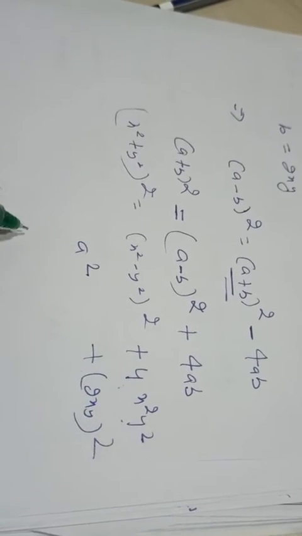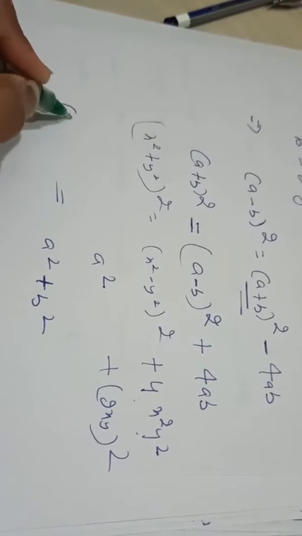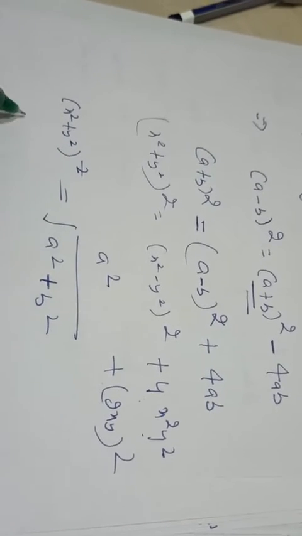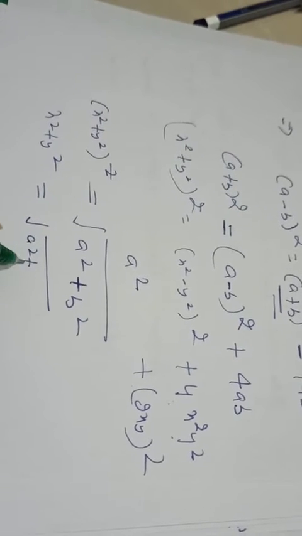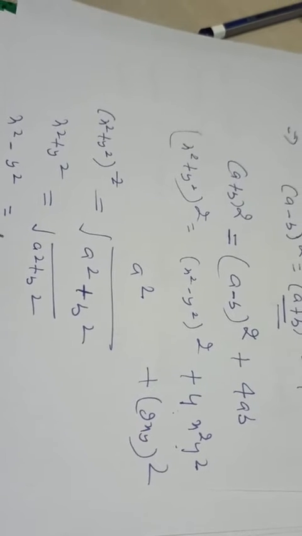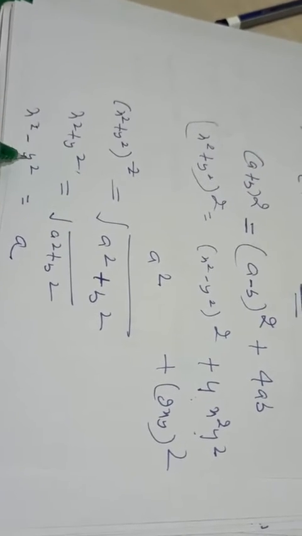So this value I have is a square, and 4x square y square means 2xy whole square. So this value is a square plus b square, and this is the value of x square plus y square whole square. If you remove the square you get square root. So x square plus y square is root of a square plus b square, and x square minus y square I already had, that is a. So now I have to find x square and y square individually.